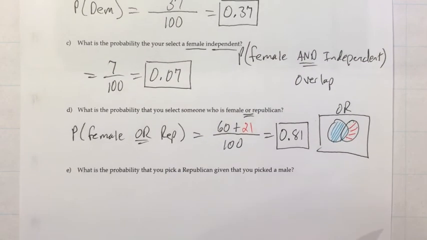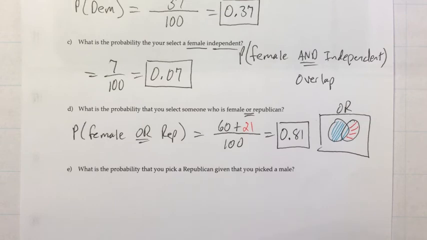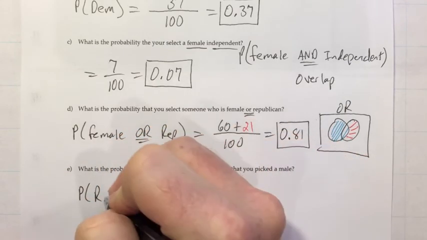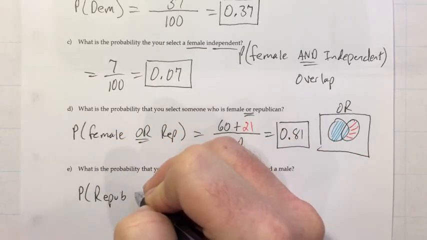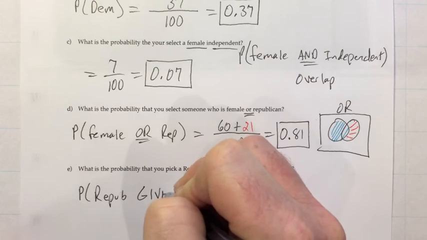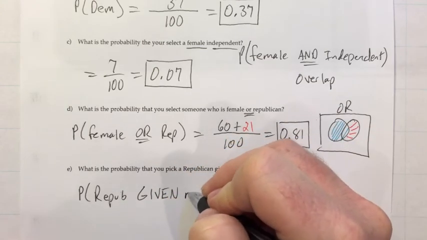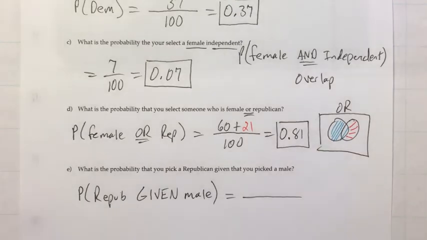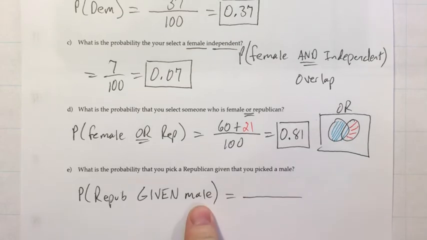All right, and then the final question on this one, what is the probability that you pick a Republican given that you picked a male? So what's the probability that you get a Republican given that it was a male that you picked? So givens are a little bit different. This is the one case where we don't use the whole table. You just try and reduce the table down to the part that is the given.